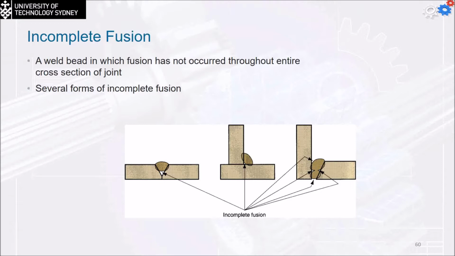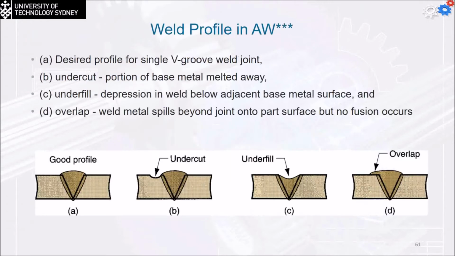Sometimes we don't add the filler material at a constant speed, and thus we're going to have underfill, a depression in the weld below the adjacent base metal surface. The last type is going to be the overlap. In this case, we add excess material, so it spills beyond the joint onto the part, but no fusion occurs.